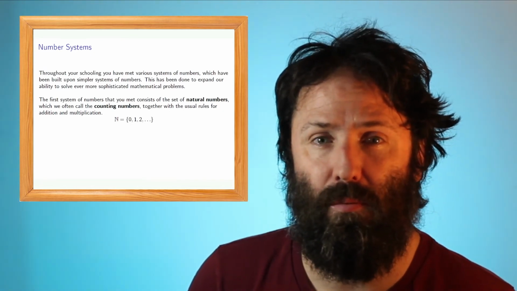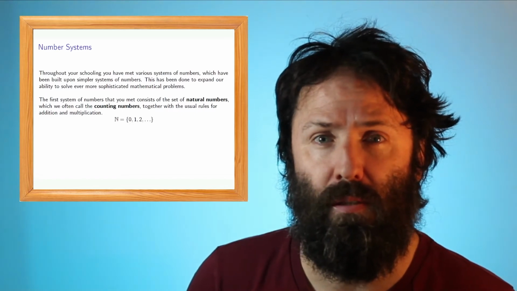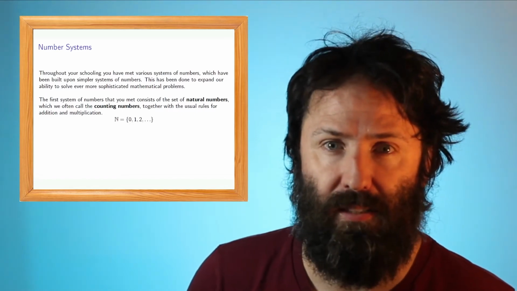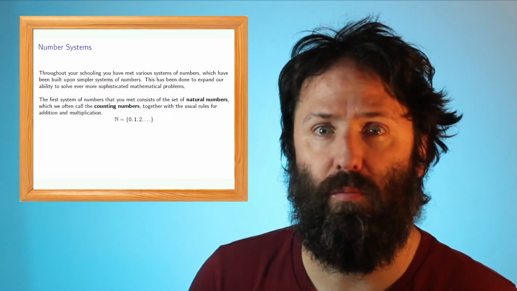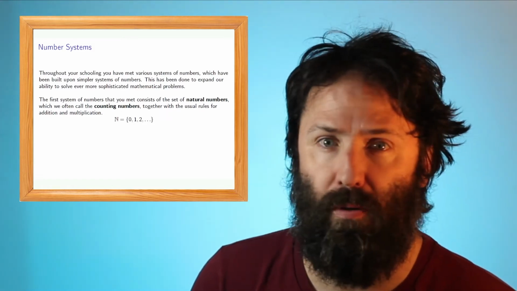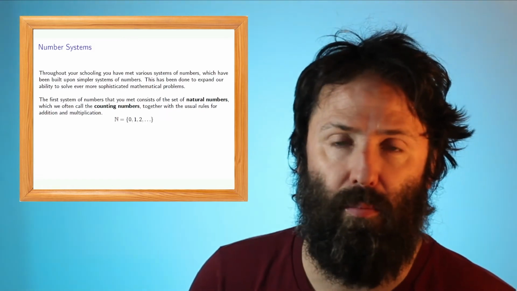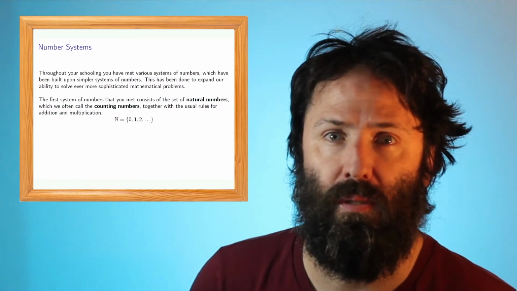But a number system includes an operation as well. So we could have that set with addition, or that set with multiplication. So we take pairs or 3 of them or 4 of them, and we can add them and multiply them. That's a number system. Okay?